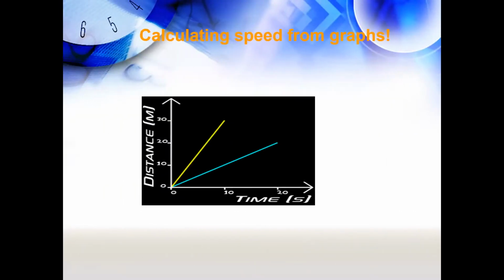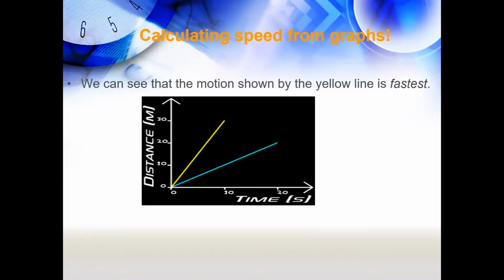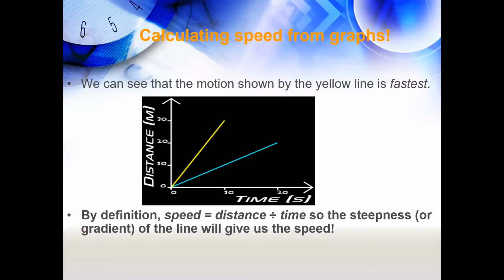Okay. The important topic for today is calculating speed from the graphs. We can see that the motion shown by the yellow line is fastest. By definition, speed is equal to distance divided by time. So the steepness of the line will give us the speed. Previously, we did not talk about the steepness or the slope. So today we will talk about the slope.